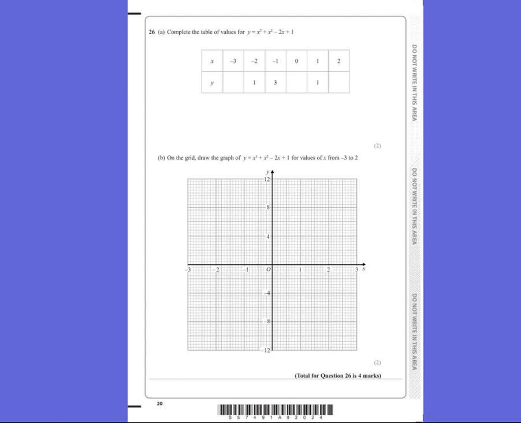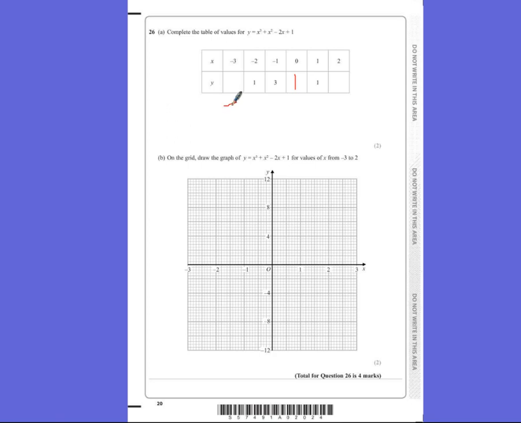Question 26. Complete the table of values for y equals x cubed plus x squared minus 2x plus 1. So this looks a little bit harder than it actually is. We've only really got two values that we need to work out, because on this one the x is 0, so all of this will be 0, and you just have plus 1 on the end, so that'll be 1. So that's nice and easy to do.